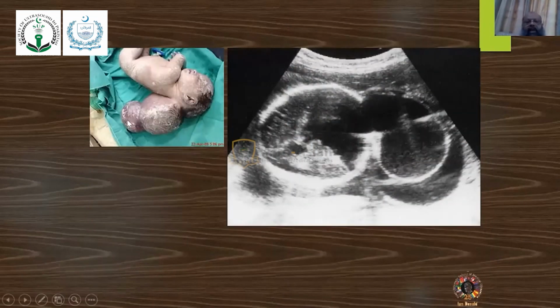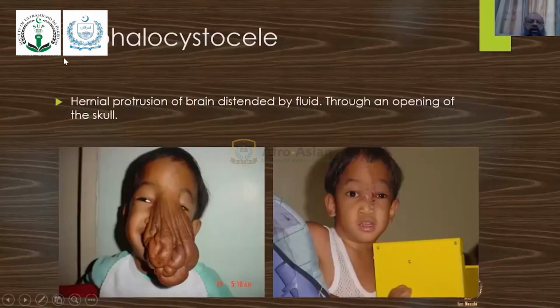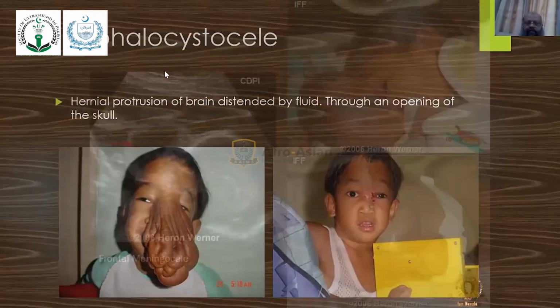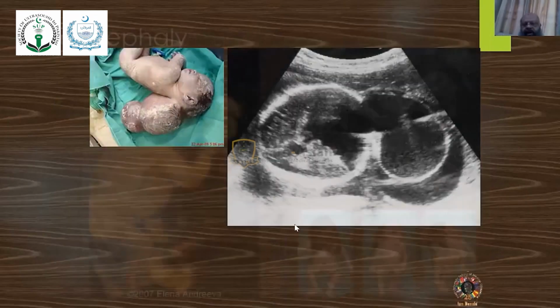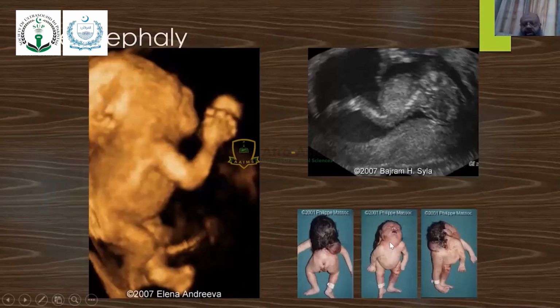If it is on the back, this is encephalocele. If it is in the front, we will call it encephalocystocele, which is frontal. Anencephaly, in which the neck is not properly formed, it is overextended, and we can have a deformed body and spine. Here it is.